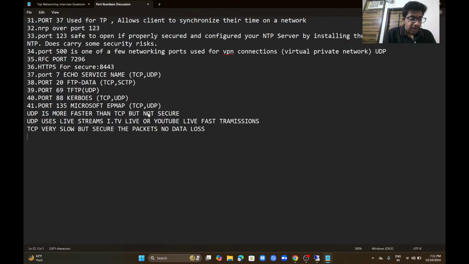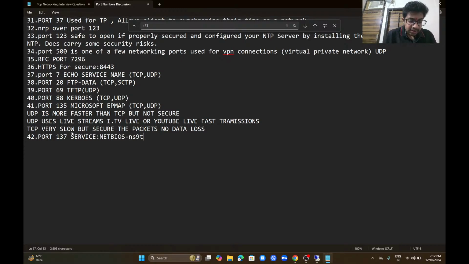Okay, port 137. Port 137 service is NetBIOS, and the protocol is TCP comma UDP protocols.